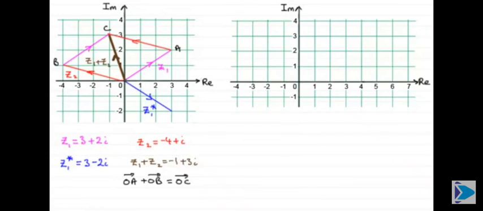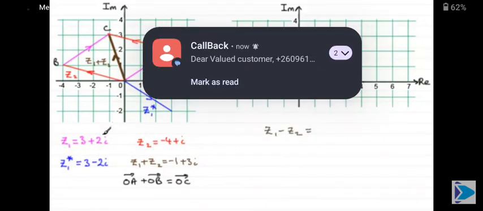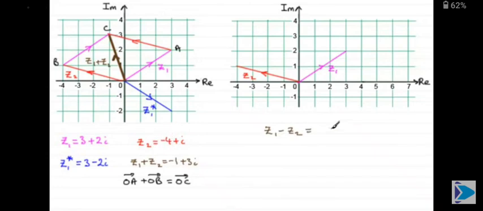Now, having said that, suppose we look at this Argand diagram and draw Z1 and Z2 back on again. Now if we do Z1 minus Z2, what do we get this time? Well, 3 minus minus 4 is going to be 7, and 2i minus plus i is going to be plus i. And if we represent 7 plus i on the Argand diagram, 7 units here, 1 unit up, we've got this. So this is the complex number Z1 minus Z2.